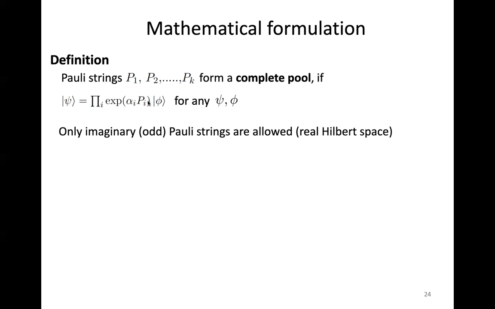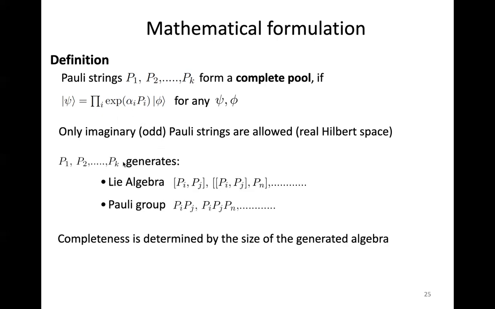And then basically, to get an orthogonal matrix here, one has to allow only for imaginary Pauli strings. Then multiplied by imaginary alpha, that would basically give us a real matrix. So that's why we only limit ours to imaginary or odd Pauli strings.